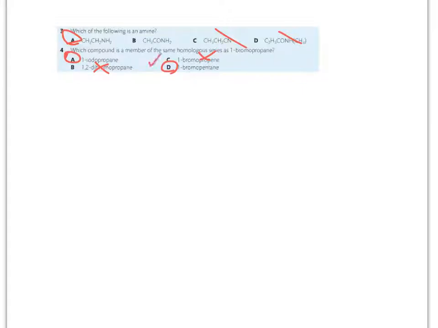The book liked D a little better because it had the same halogen on it. It was part of the same bromoalkane series. But A or D truly would both be considered the same class of halogenoalkanes.